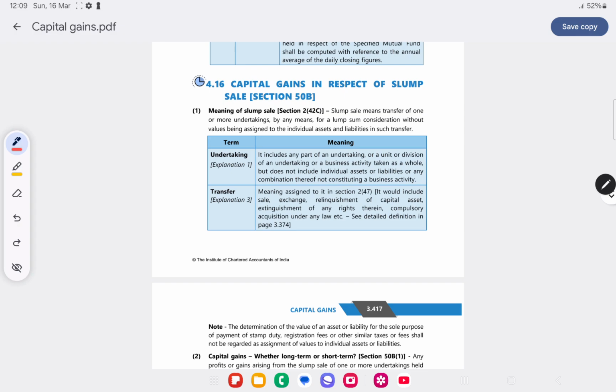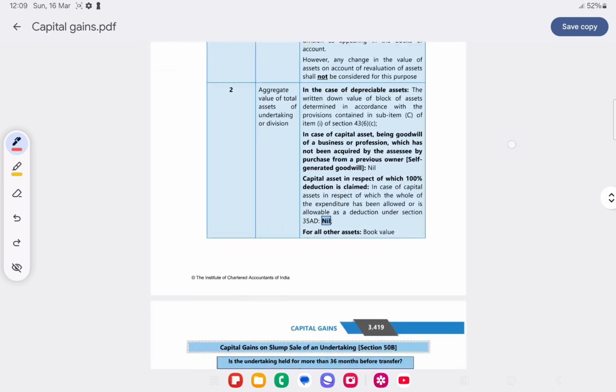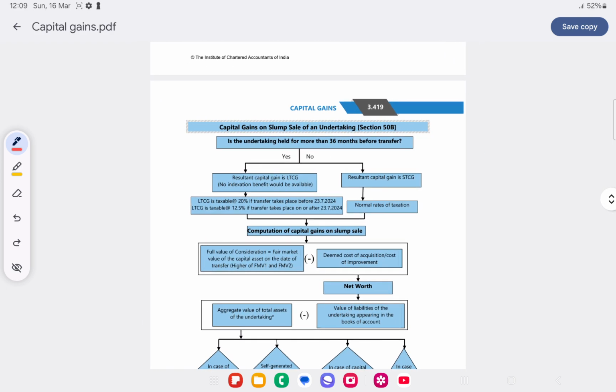Now we'll see capital gains in respect of slump sale. What is slump sale? There is a transfer of one or more undertakings and you are receiving a lump sum consideration, which is not assigned to each and every asset. Then such a sale is called a slump sale. What will be the period of holding? What will be the capital gains? What will be the cost of acquisition?